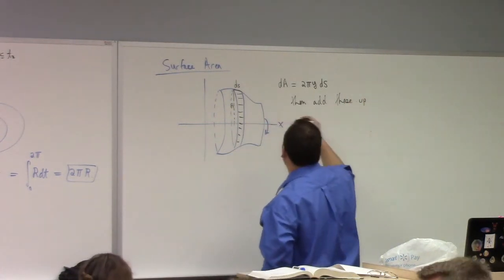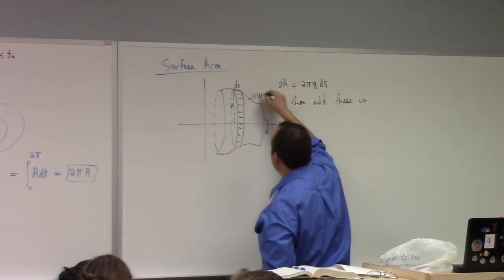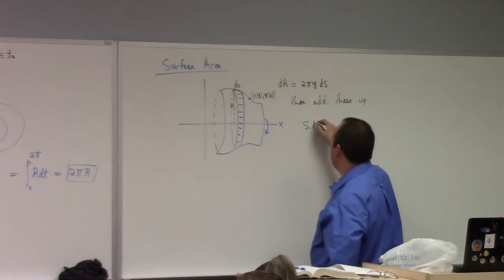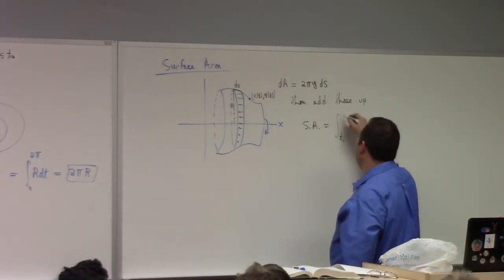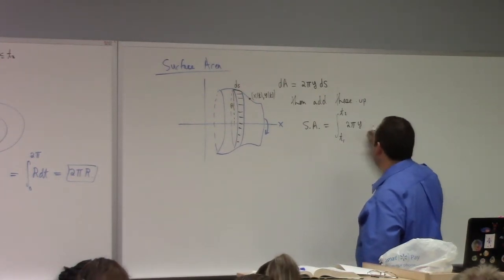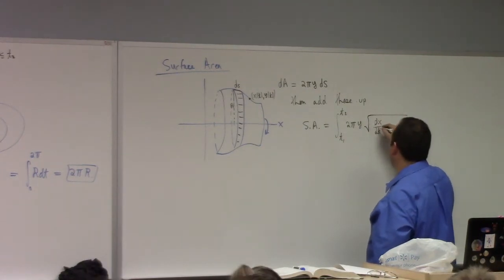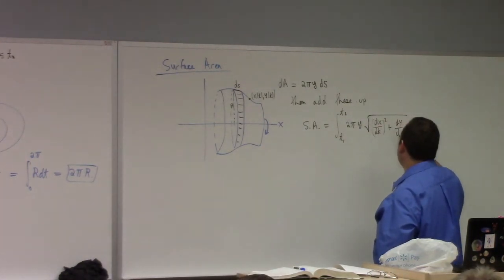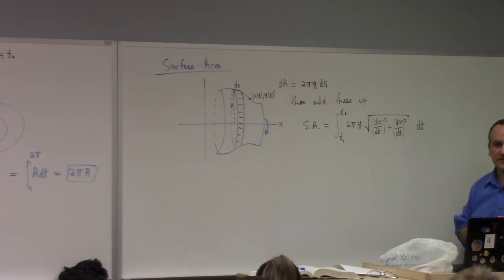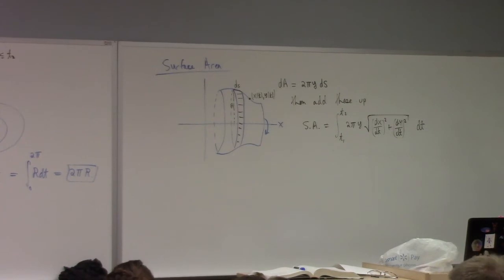So if this curve is parameterized, if the point here is x of t, y of t, again, for t1 less than t2, the surface area would be equal to the integral from t1 to t2 of 2 pi y ds, but what is ds? It's the square root of dx dt squared plus dy dt squared. So this is the formula for the surface area of a surface of revolution.